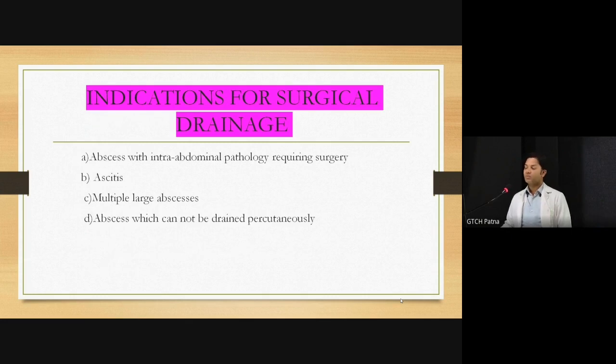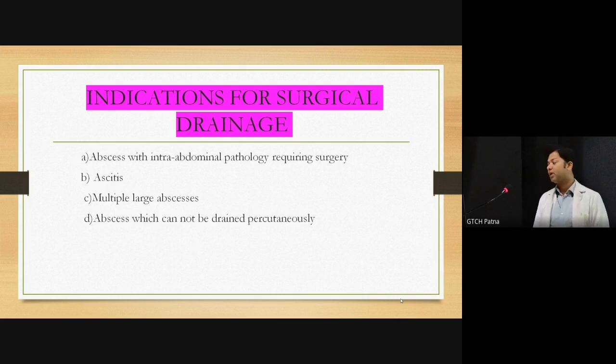Indications for surgical drainage: what are the indications that decide that surgical drainage is required? Abscess with intra-abdominal pathology requiring surgery. Ascites. Multiple large abscesses. If the abscess size is not more than 5 centimeters in diameter, it can respond well to metronidazole, but when the abscess is larger, it must be drained. Abscess which cannot be drained percutaneously.